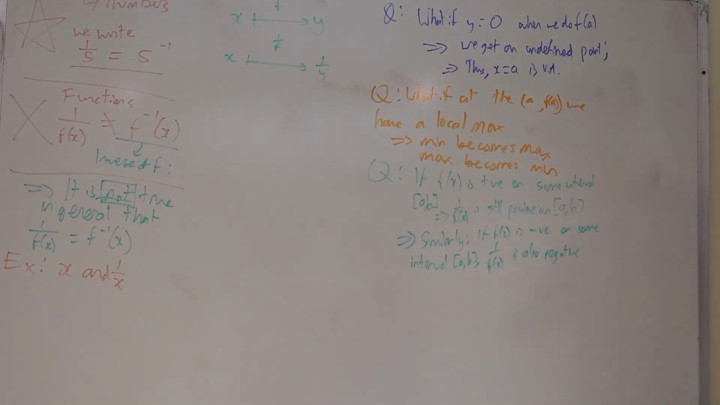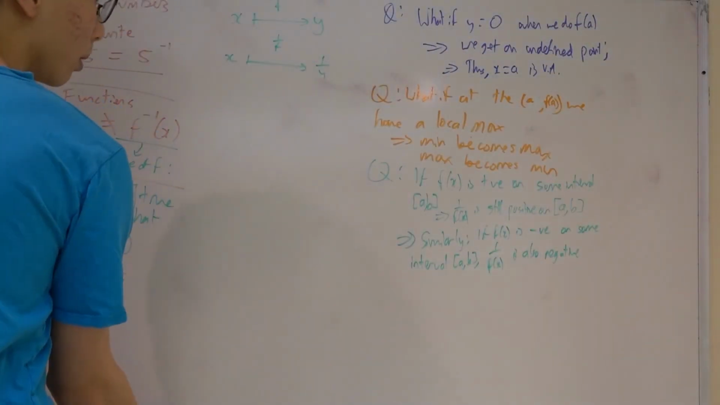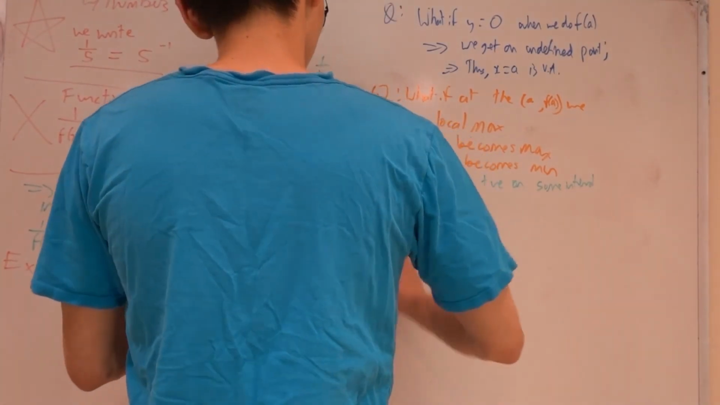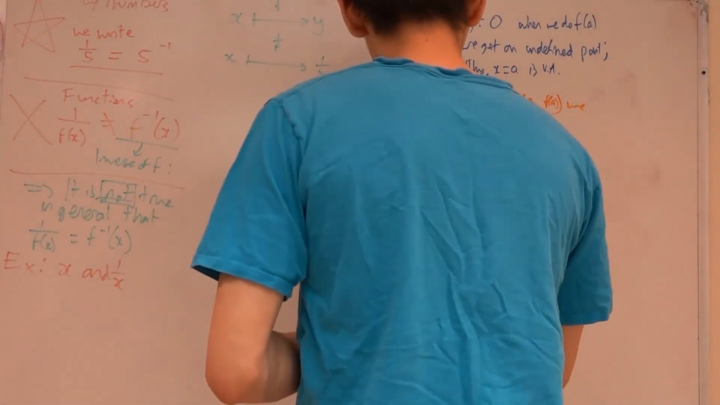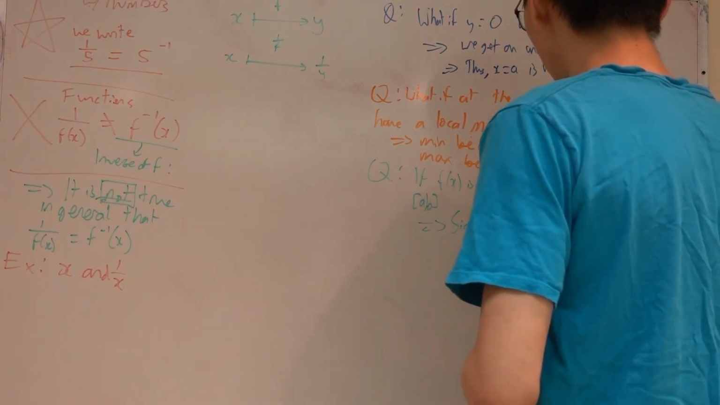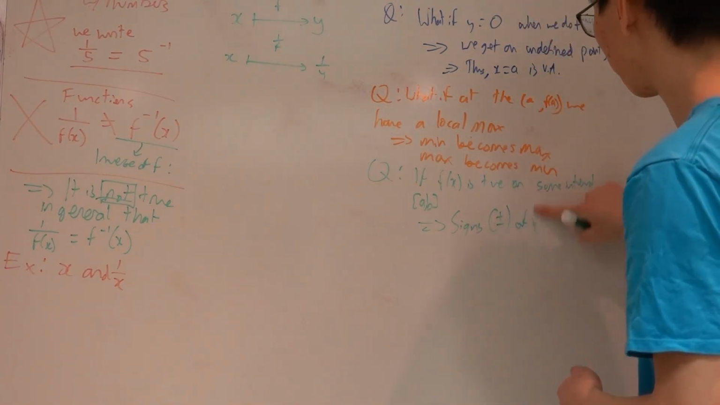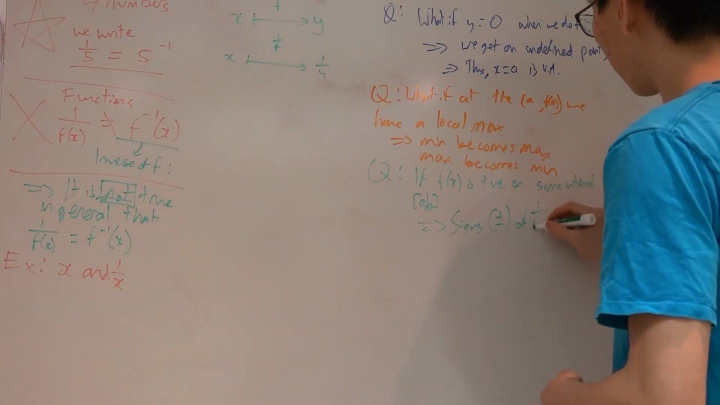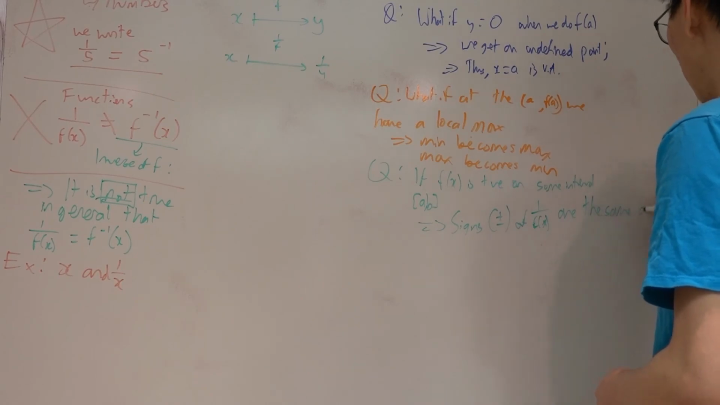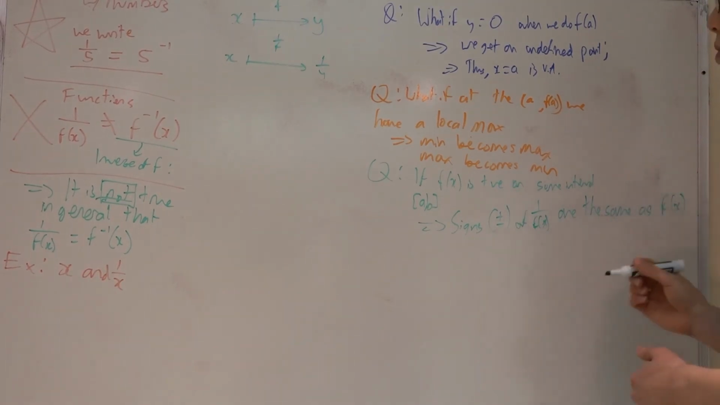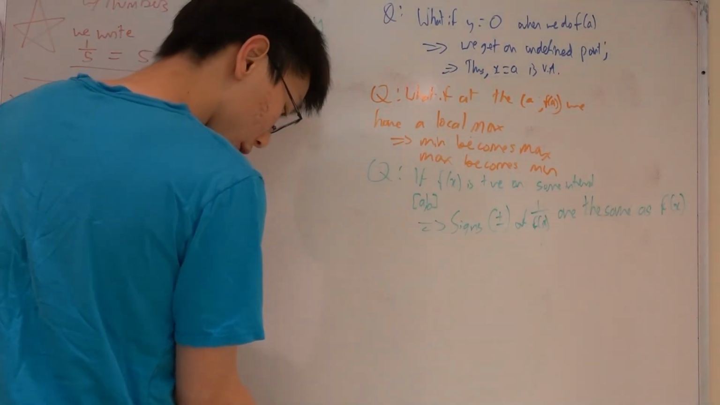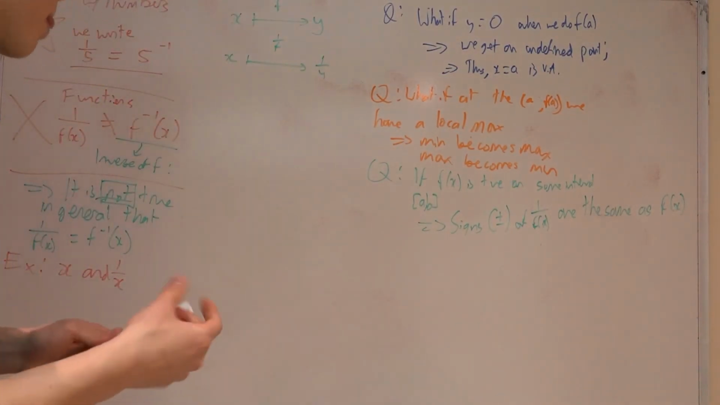So let's abbreviate this as well. We will say that the signs of the function, the signs, which means plus or minus, of 1 over f of x are the same as f of x. Okay? Next question. Yeah, there's a lot of these.